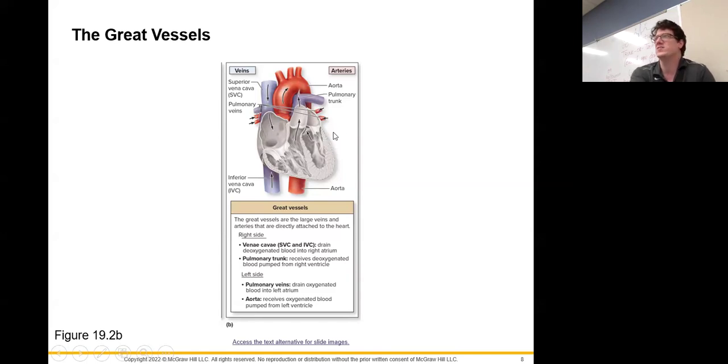Now, which of these do you think is going to be dealing with higher amounts of pressure? The pulmonary trunk or the aorta? Keeping in mind that your lungs are here, the heart is here, so your lungs are this close, but I need to be able to pump blood all the way down to the ends of my toes or the ends of my fingers from the left side. So which of these is going to be dealing with higher amounts of pressure, the aorta or the pulmonary trunk? The aorta, by a lot.